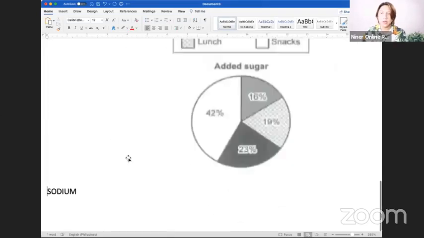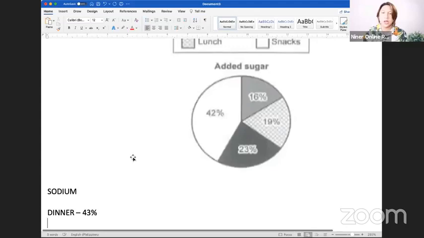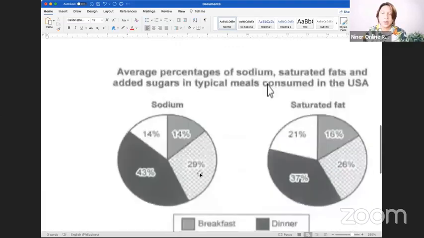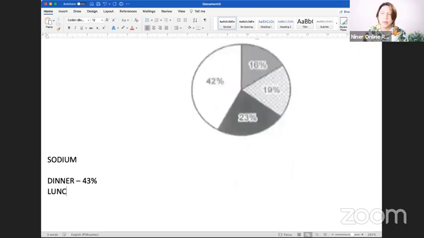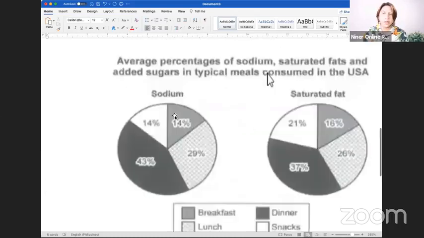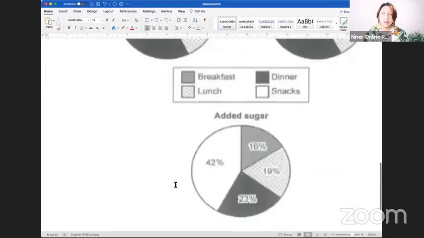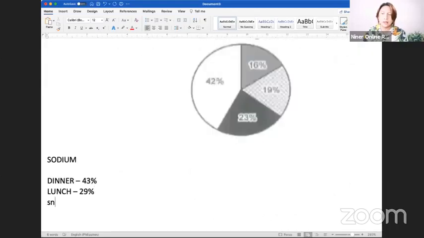All right, so there. Sodium. Okay, so dinner. So what is the percentage for dinner? Do you need to write everything? No, not really, but in this case we have 43% for dinner, right? And then 29% for lunch. Okay, so lunch, 29%. You would also be able to see that identical figures can be noted for both snacks and breakfast. So let's put that, snacks, breakfast, that's both at 14%.